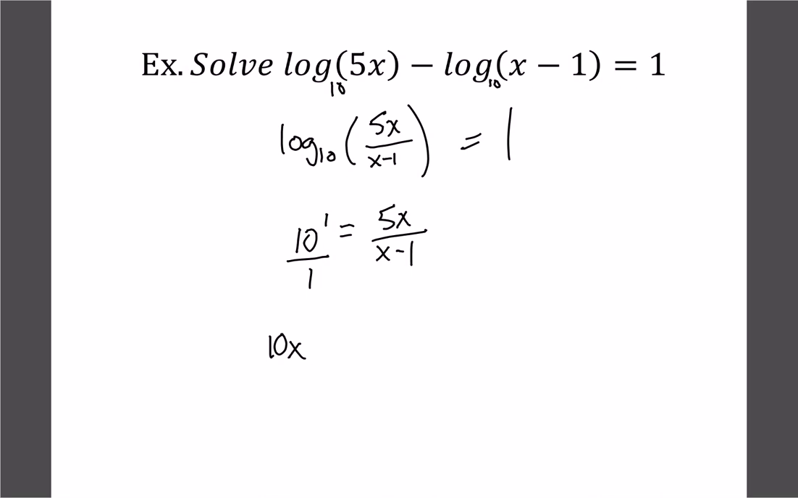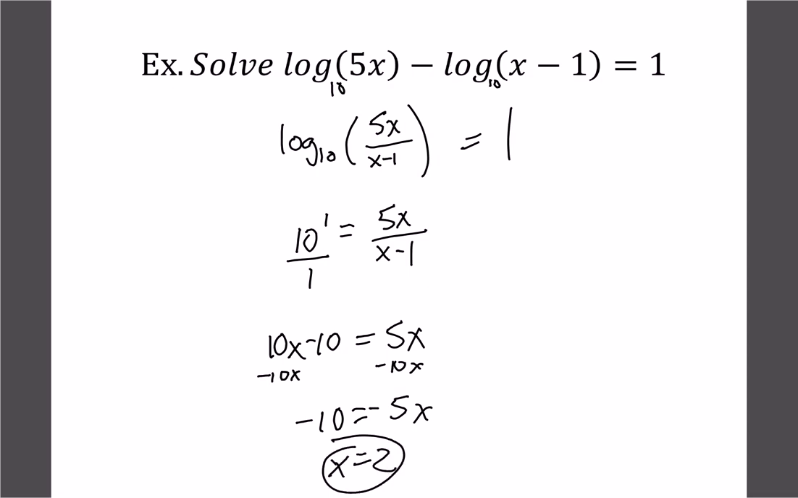2 would have 10x minus 10. 5x times 1 would be 5x. Let's bring the 10x to the other side. So we get negative 10 equals negative 5x, divide by negative 5, and we get x equals 2.